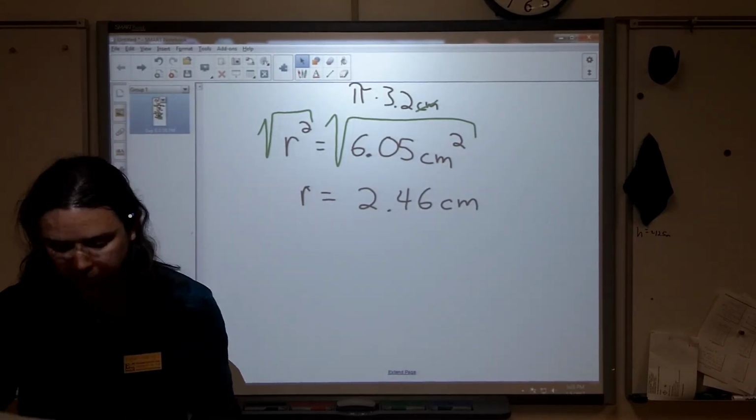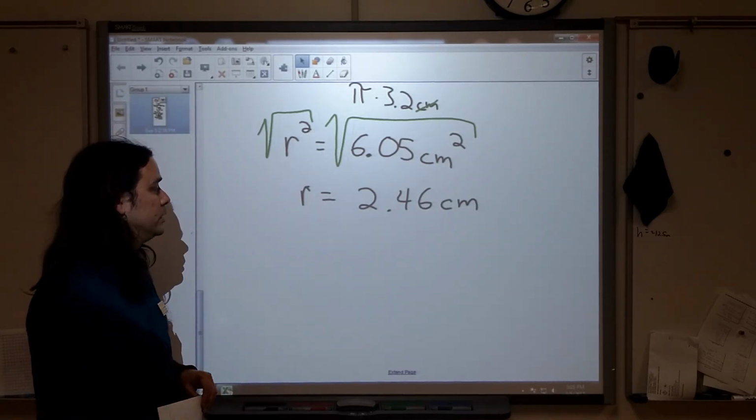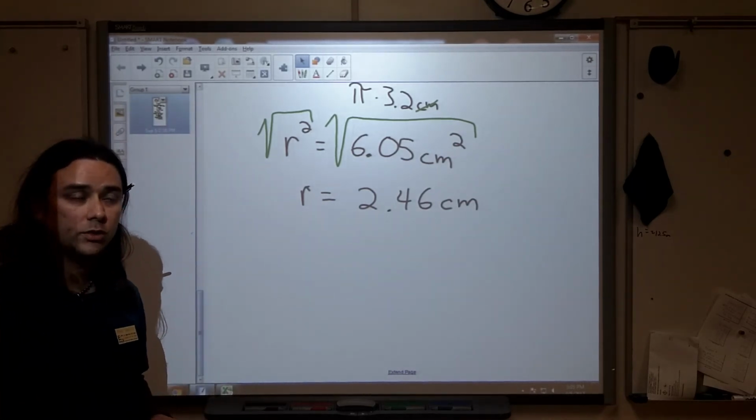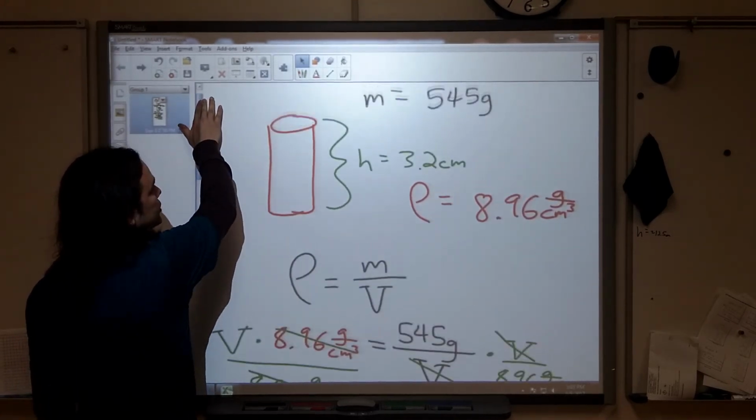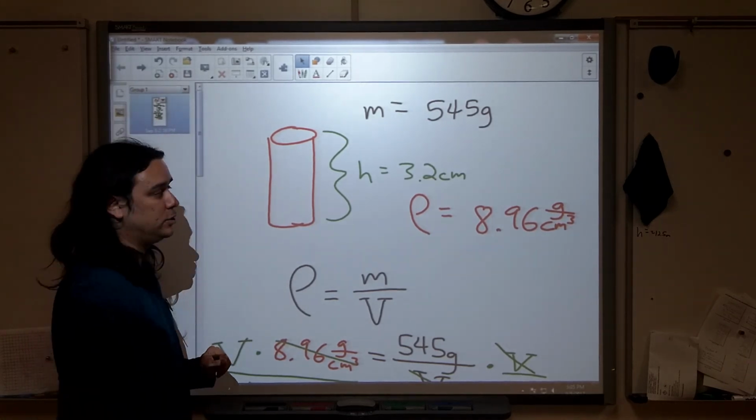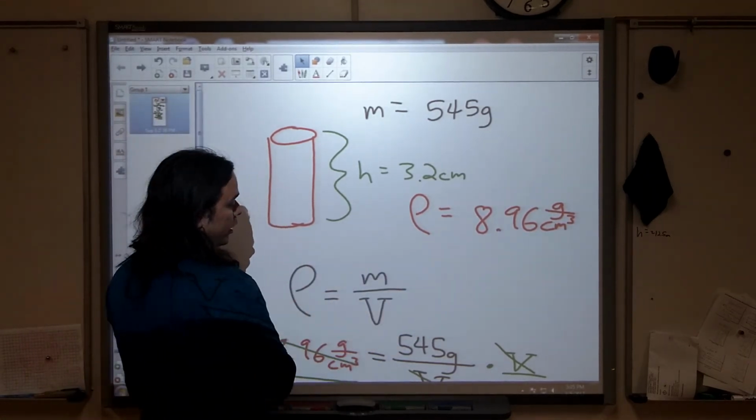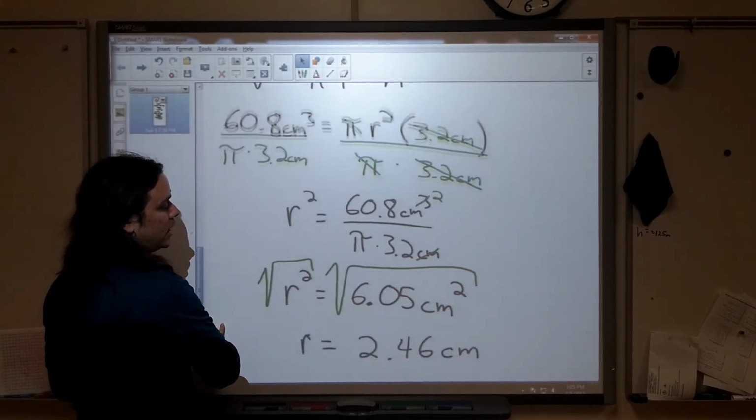Let's double check our answer. 2.46 centimeters is exactly what they have listed for it. So this is how you would go about doing that sort of problem. It's a bit different than what we did in class, but this is something that I do often. What we want to do is not just be able to replicate what we do in class, but to be able to work with the relationships and work with the math so that we can predict other things.